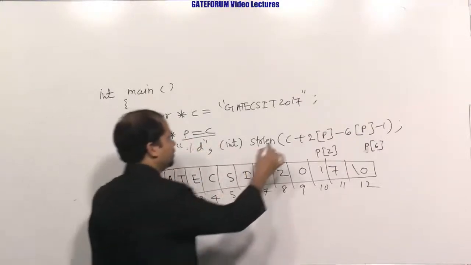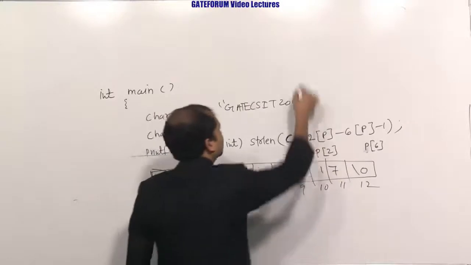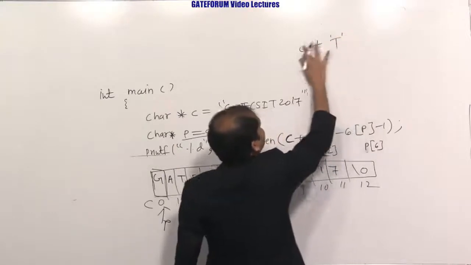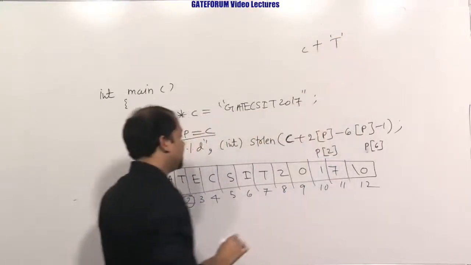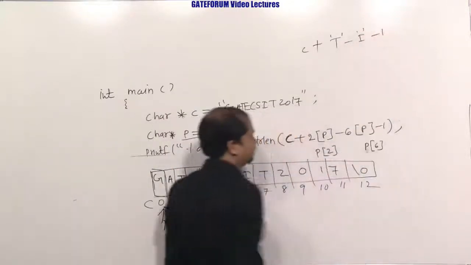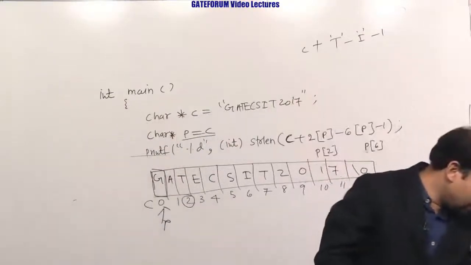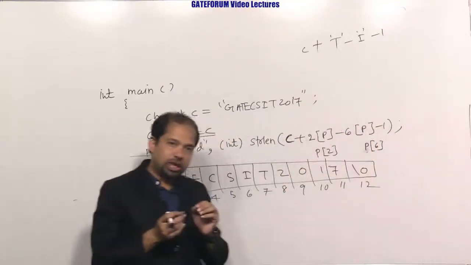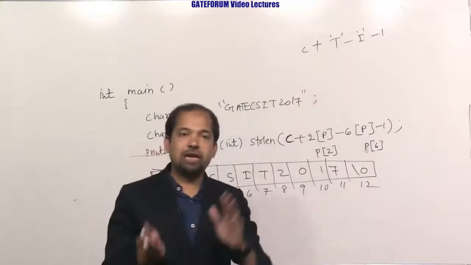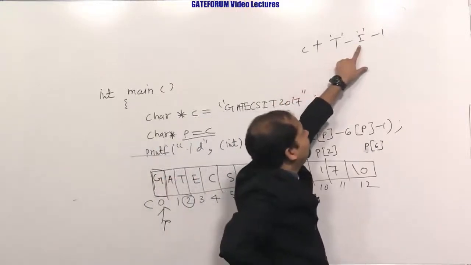So C is the base address. Now P[2], so this is C plus 2, what is P[2]? P[2] is T. This is a pointer, this is data: P[2] minus P[1]. Now you can do the minus of two characters, and this conversion will take place according to ASCII value. So T has an ASCII value.